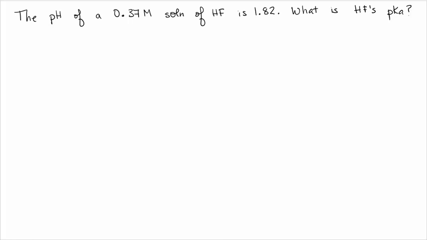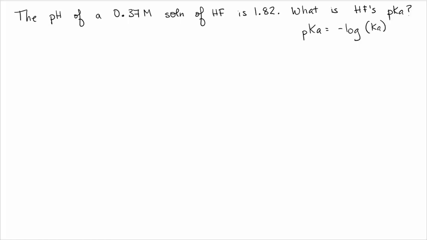But let's focus on what it's asking us for. The question is asking, what is HF's pKa? So let's remember what a pKa is. The pKa is basically how tightly the acid wants to hold on to its proton. A low pKa means the acid doesn't want to hold on to its proton, it wants to let it go. So the lower the pKa, the stronger the acid. So what else is pKa? pKa is the negative log of the Ka. Just like pH is the negative log of the hydronium ion, pKa is the negative log of the Ka.